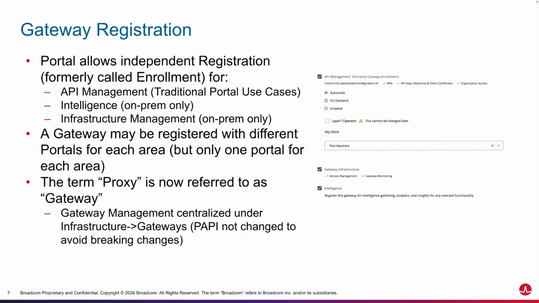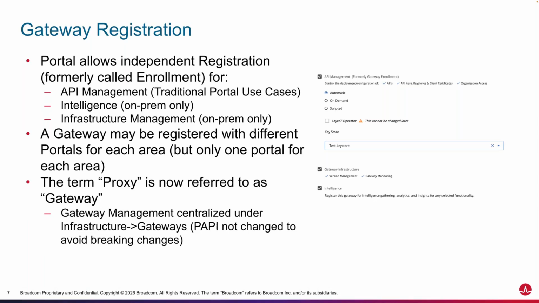So this now lets you do that, right? The same gateway may be registered with different portals, but for different functional areas. So this gives a little bit more flexibility. It's not a tight one-to-one portal to gateway association any longer, as long as you're crossing the boundaries of these major functional areas.